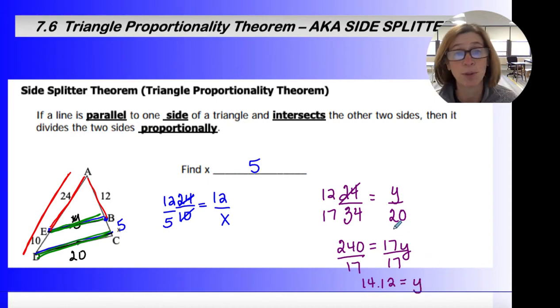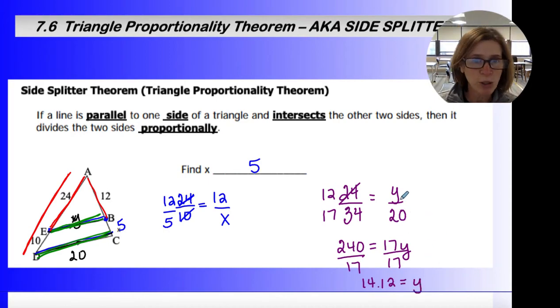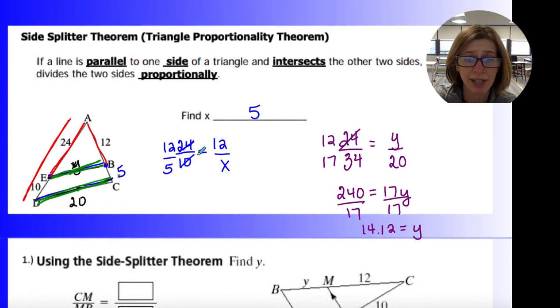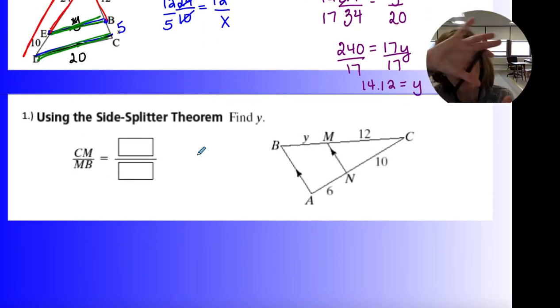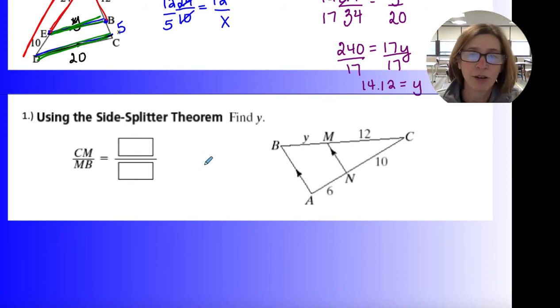Okay, so again, the side splitter theorem is just called the triangle proportionality theorem. It's a way to write a proportion for the side lengths of a triangle in overlapping triangles when you don't want to redraw them, okay? All right, well now this one actually can get a little trickier when we reorient the figure. So let's use the side splitter theorem here to find y, okay?